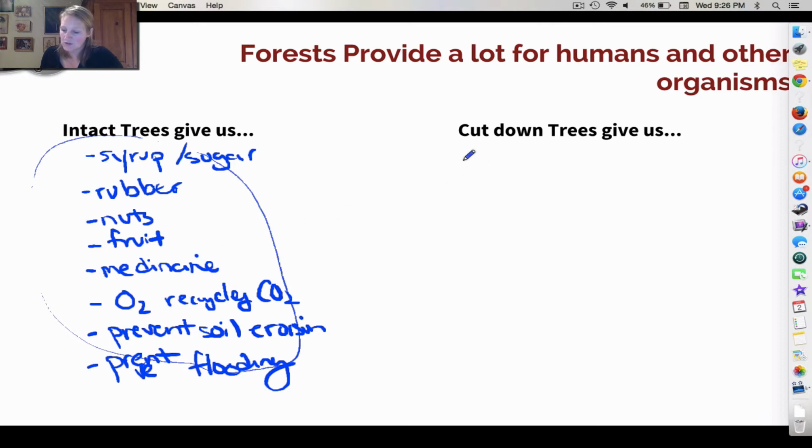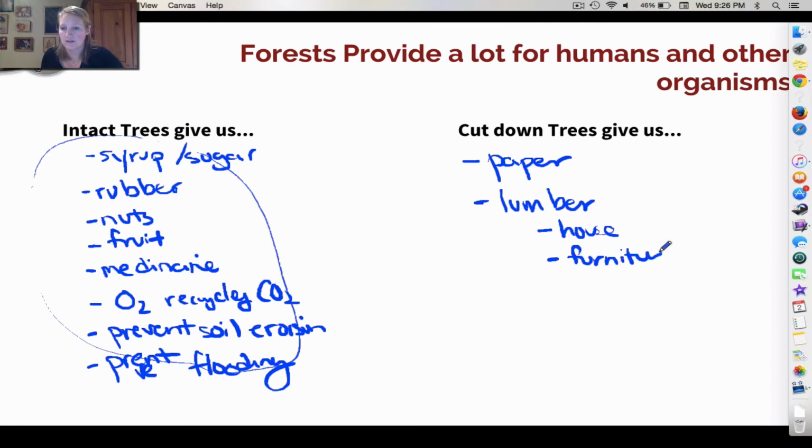And then cut down trees in general, they give us paper, which is a huge need, right? You're writing on paper right now. They also give us lumber, and that lumber can be used for houses, for shelter, for furniture. I'm sitting on a very hard chair right now. And then also cutting down trees, not a cut tree, but cutting down trees provides space for our population to continue to grow. So to build a house in that space.